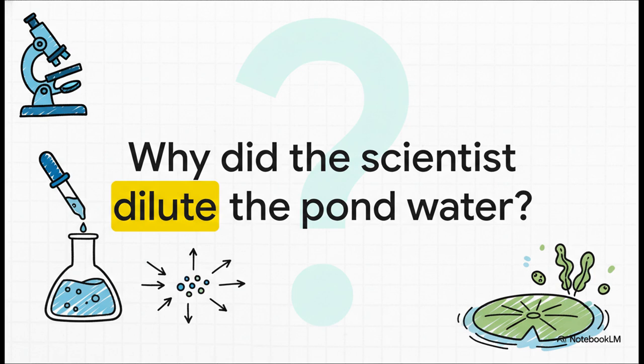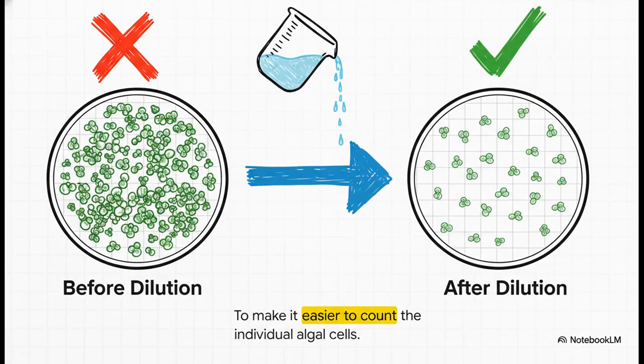So why would the scientist even bother diluting the pond water in the first place? Why not just use it straight from the pond? The answer from the mark scheme is actually really simple and practical: to make it easier to count. I mean, think about it. If the sample was too concentrated, the algal cells would all be overlapping and clumped together. It would be impossible to get an accurate count. Diluting the sample spreads them out so you can see what you're doing.